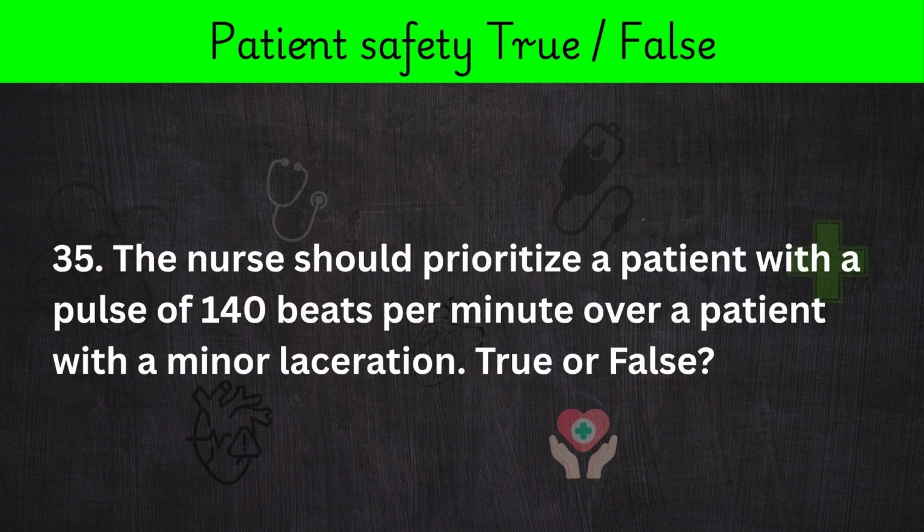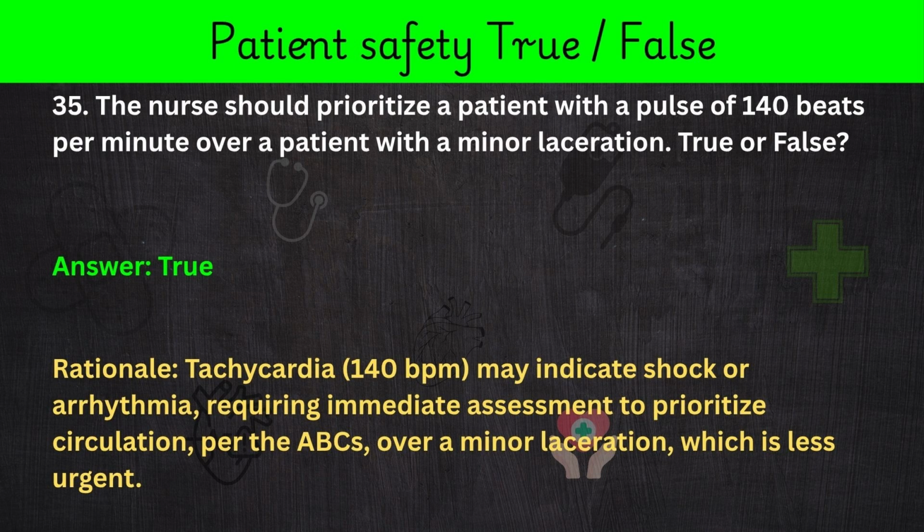35. The nurse should prioritize a patient with a pulse of 140 beats per minute over a patient with a minor laceration. True or false? Answer: true. Rationale: Tachycardia, 140 bpm, may indicate shock or arrhythmia, requiring immediate assessment to prioritize circulation per the ABCs over a minor laceration, which is less urgent.